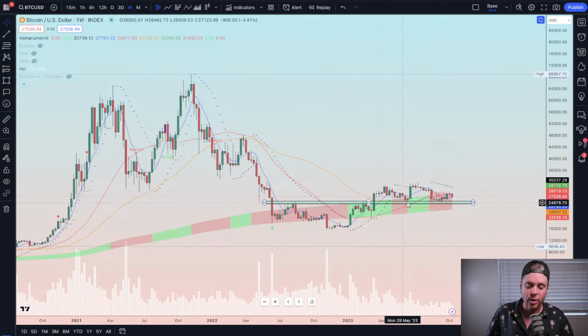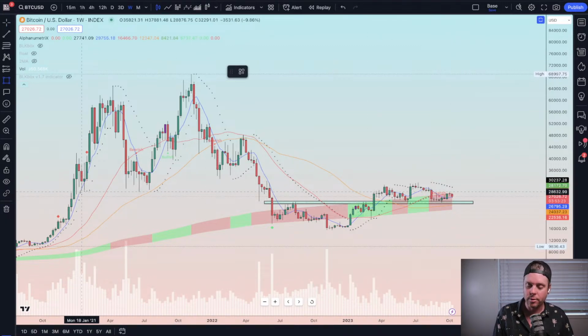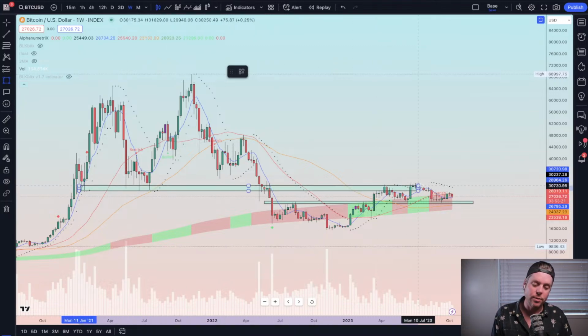Not only that, but the price actually has a double bottom on top of that support level. So there is a possibility that we rally here, but there's an even stronger resistance that we need to get through, which is this area right here at around 30 grand.